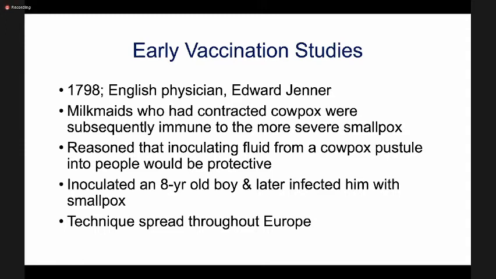So in the late 18th century, I'm sure you've all heard about this physician called Edward Jenner, somewhere for those of you who read widely. He observed that milkmaids who had contracted cowpox were subsequently immune to severe smallpox. So he hypothesized that if you inoculate fluid from the cowpox pustule, from the cows, into people, similar to the variolation, but now you're taking pustules from the cow instead of from an infected human, then they would be protected from severe disease. So he tried this on an 8-year-old boy and then later infected him with smallpox, and he was able to confirm his hypothesis.